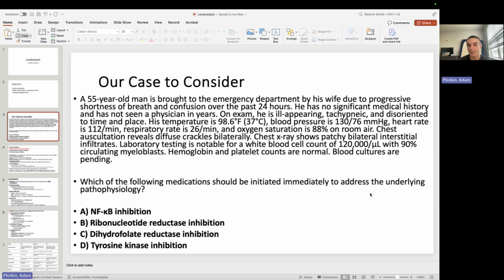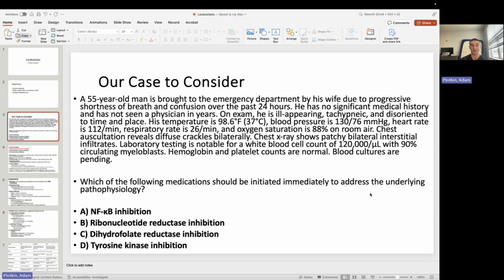His temp is 98. Blood pressure is 130 over 76, heart rate's 112, respiratory rate 26, oxygen saturation 88 on room air. Chest auscultation reveals diffuse crackles bilaterally. Chest x-ray shows patchy bilateral interstitial infiltrates. His lab testing is notable for a white blood cell count of 120,000 with 90% circulating myeloblasts. Hemoglobin and platelet counts are normal. Blood cultures are pending. Which of the following medications should be initiated immediately to address the underlying pathophys?